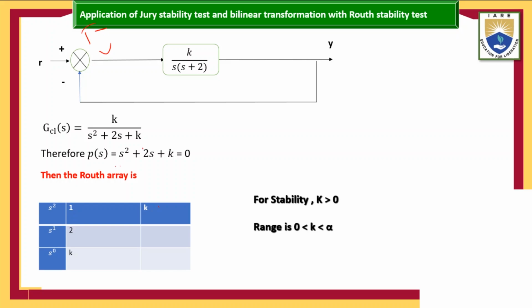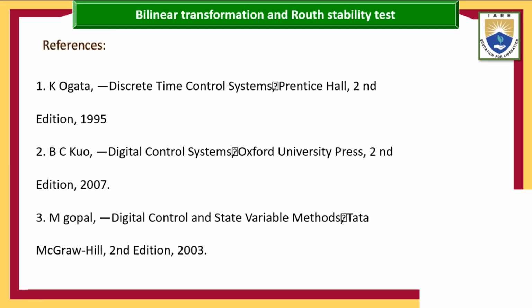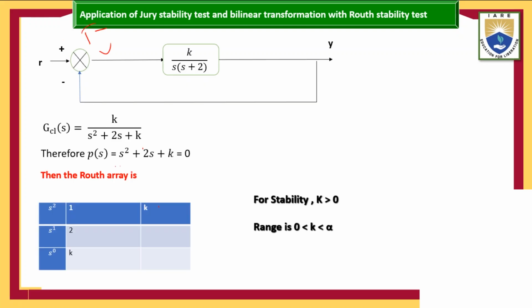Now, this is a problem from the application point of view that I am taking. I have to solve this problem by using the Jury stability test and the bilinear transformation method. We find the K range value. In those two conditions, the K range value is the same.